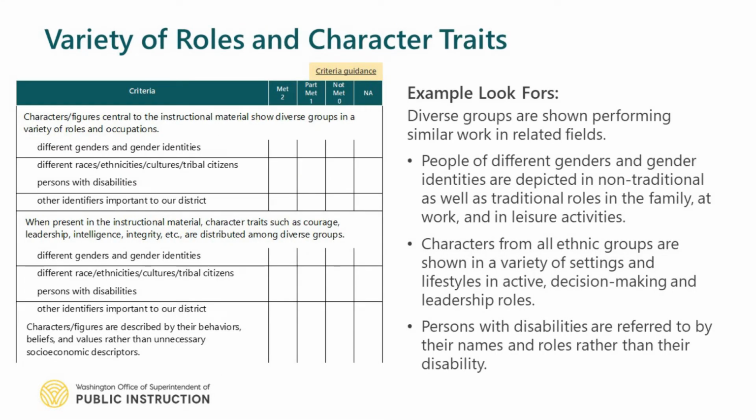You want to look for a variety of roles and character traits. That is, you'll need to look for stereotypes. Sometimes they can be overt. For example, depicting a male Latino teenager as a gang member. Other stereotypes may not be quite so obvious. Look for variations that could demean or exclude characters because of their race or gender or sexual orientation.